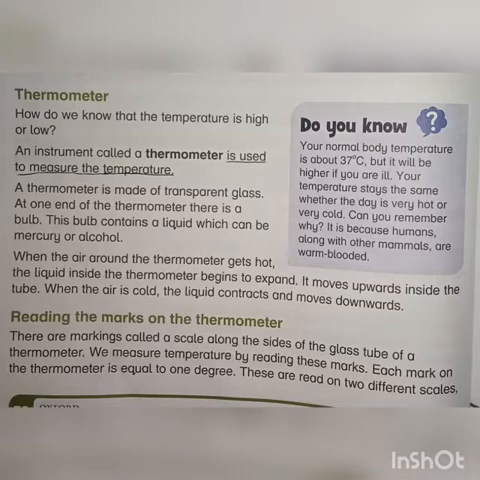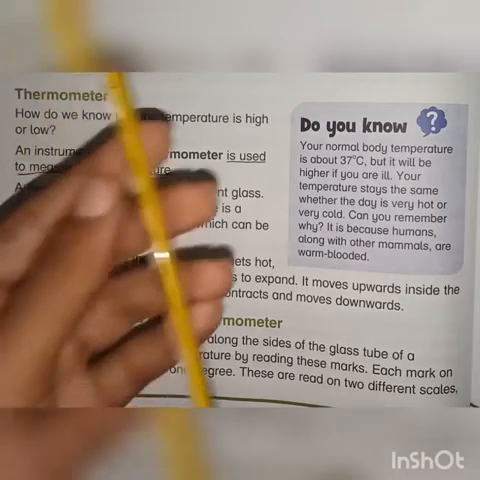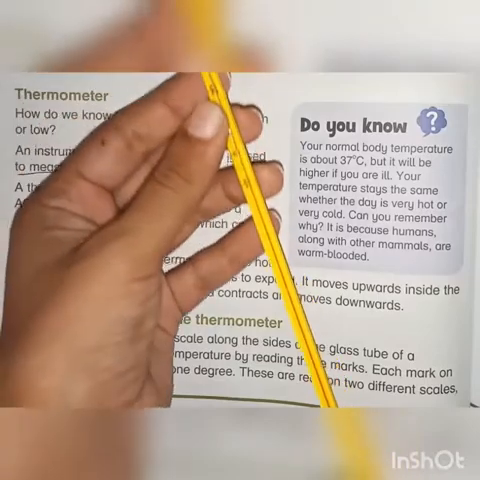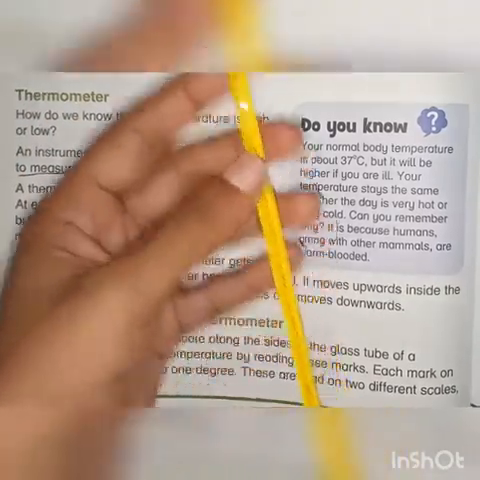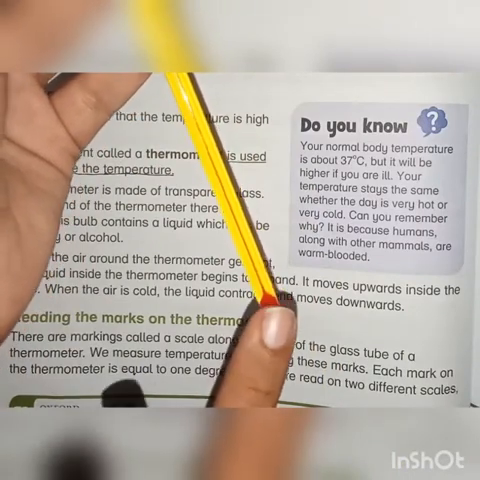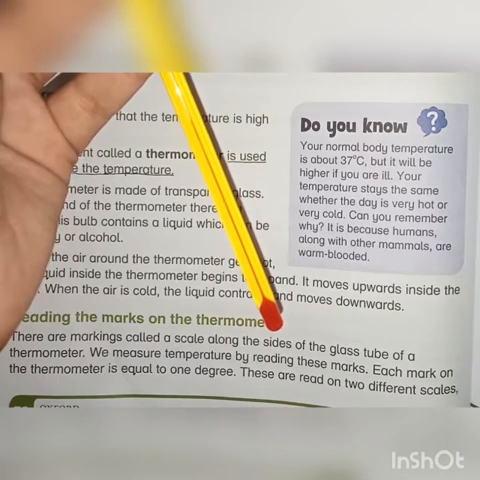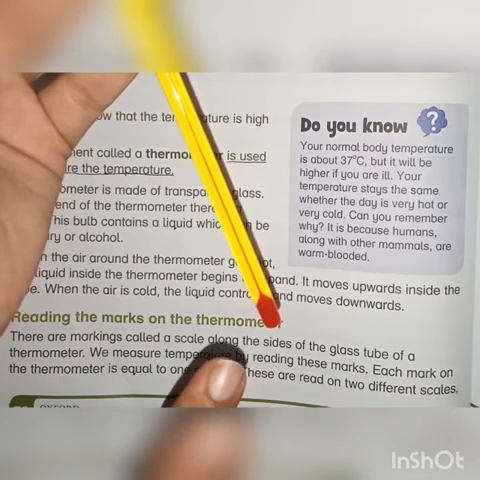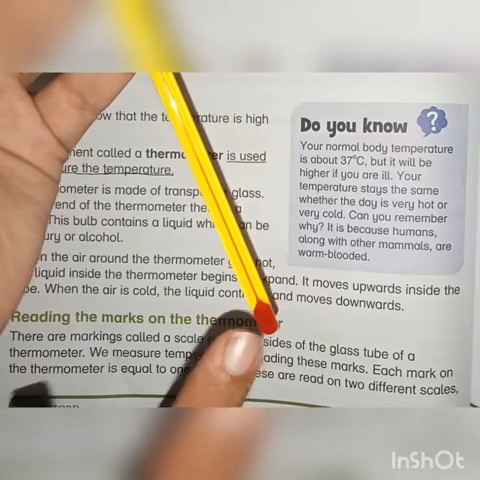Let's start the explanation. What is a thermometer? A thermometer is an instrument that is used to measure the temperature. And with the help of a thermometer, we know what the temperature is, whether it is high or it is low. This is a thermometer. You can see there is a bulb at one end of the thermometer, and this bulb contains a liquid. This liquid may be mercury or alcohol.